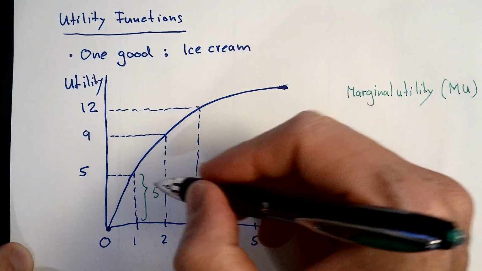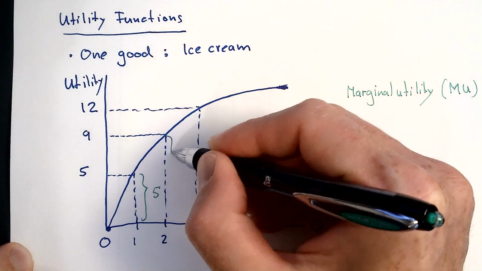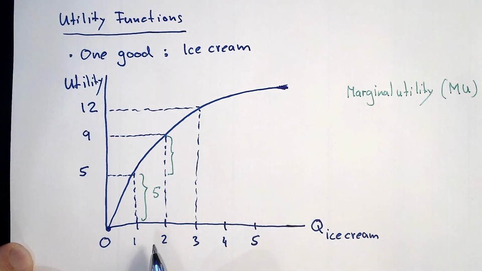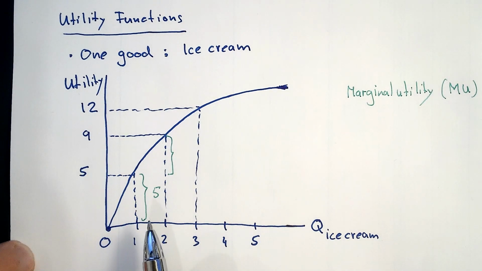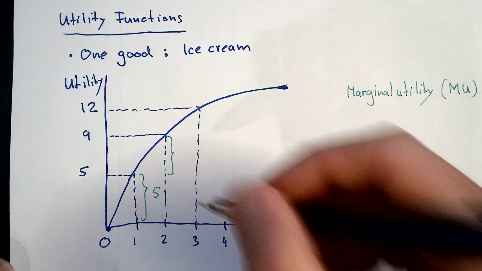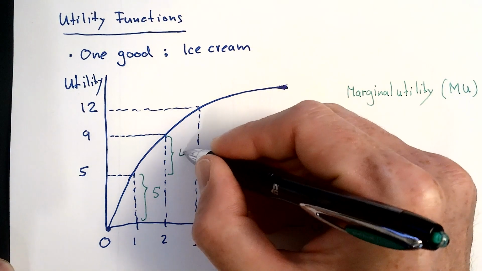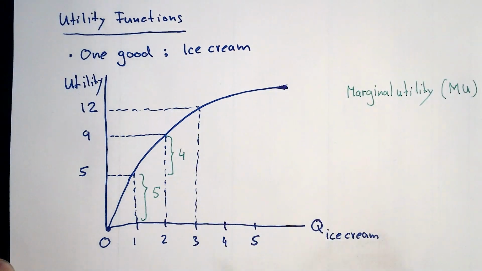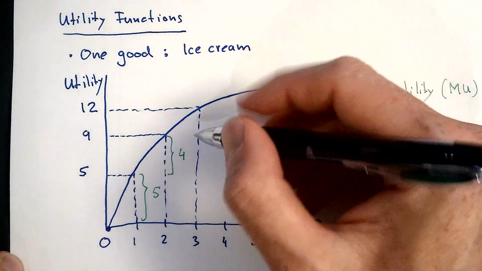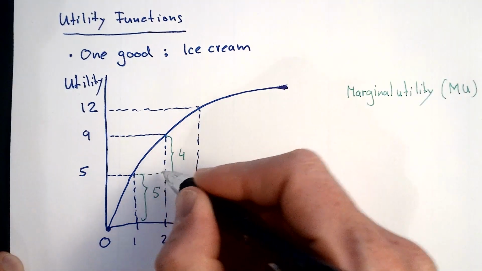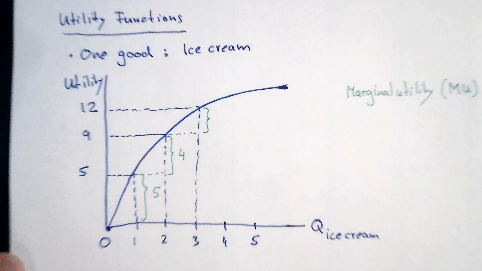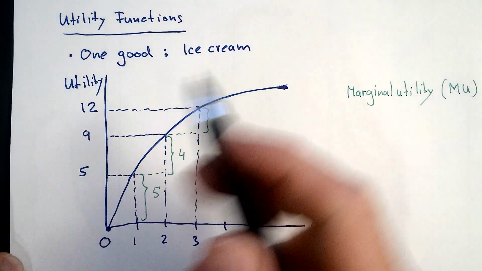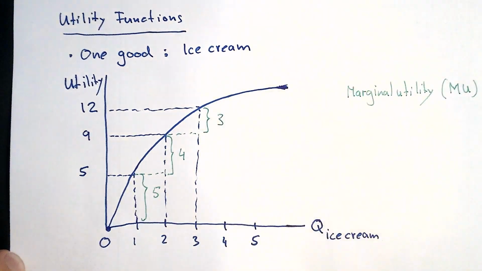But then the utility you get from the second ice cream cone is from 5 to 9, and hence the marginal utility from that second ice cream cone is only 4. And then if you go further, the marginal utility from the third ice cream cone is going to be from 9 to 12. The marginal utility is 3.